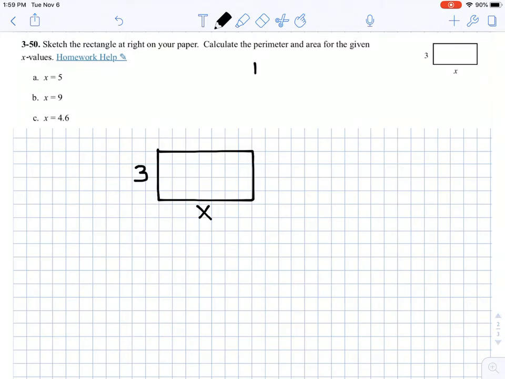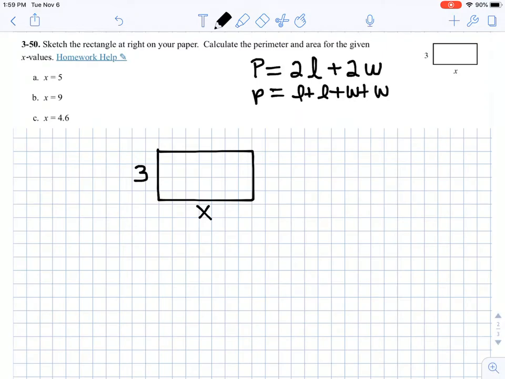So remember, the perimeter is going to be 2 of the lengths plus 2 of the widths. Or you could also say the perimeter is length plus width plus length plus width. And the area is just length times width.